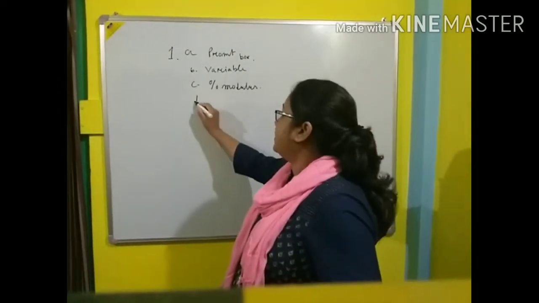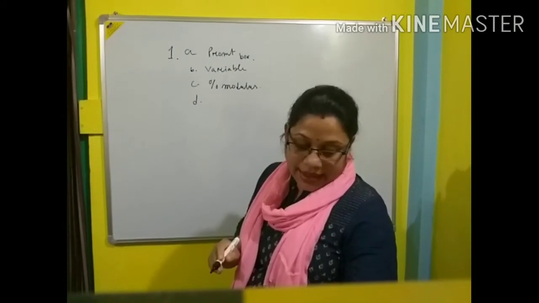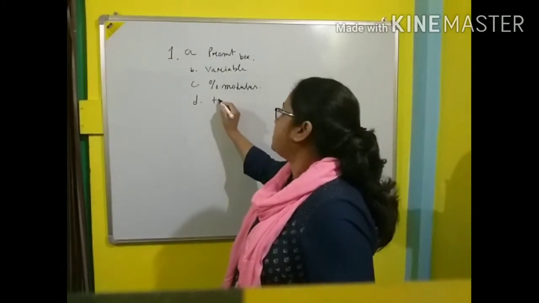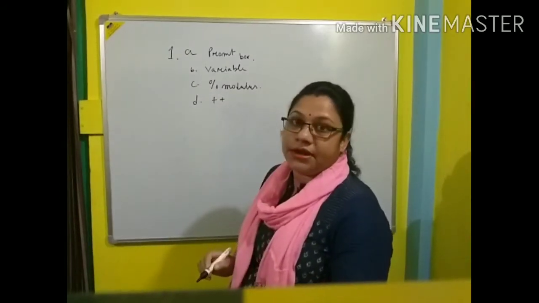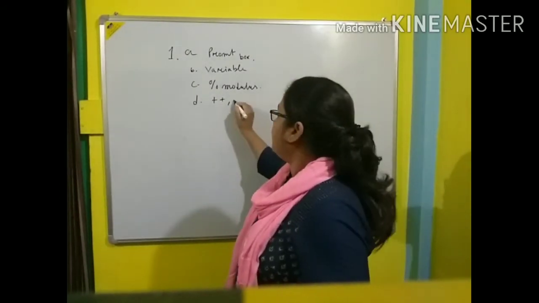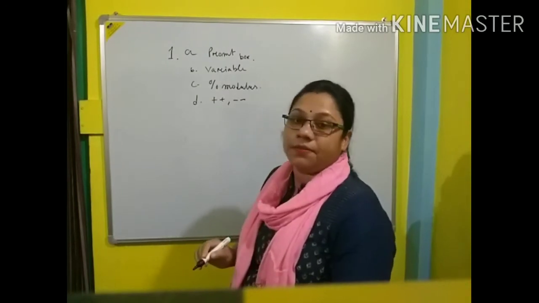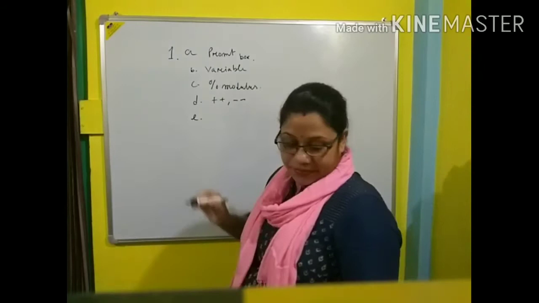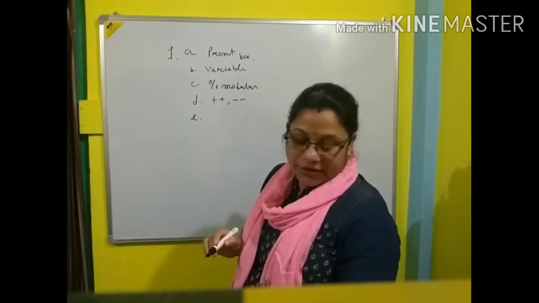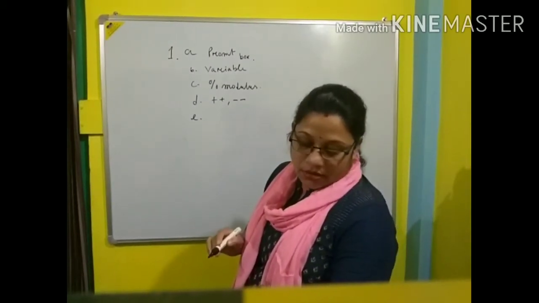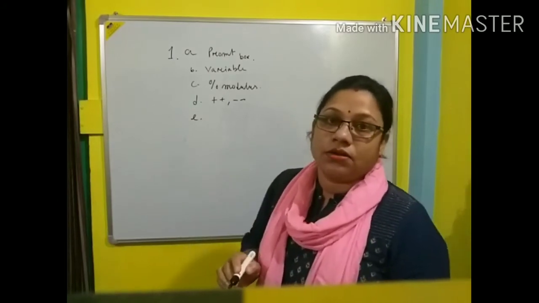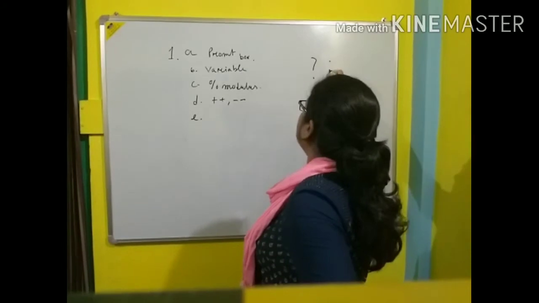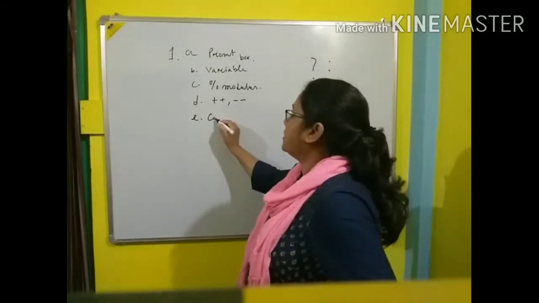After that, 1D: the dash operator is a unary operator. The plus plus operator is a unary operator, and minus minus is also a unary operator. Then 1E: the dash operator uses the question mark and colon characters. So, which operator uses a question mark and a colon? That is the conditional operator.